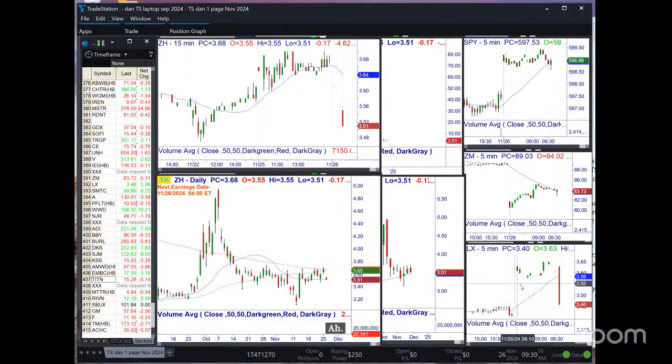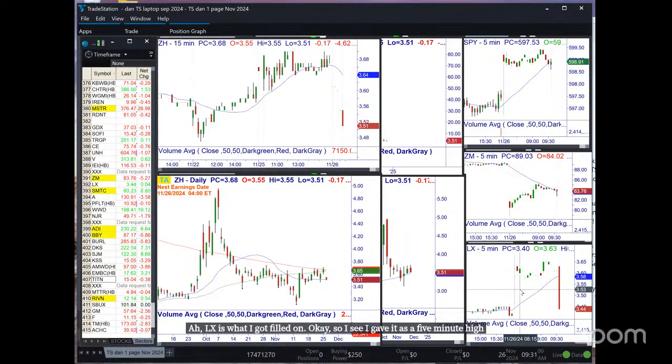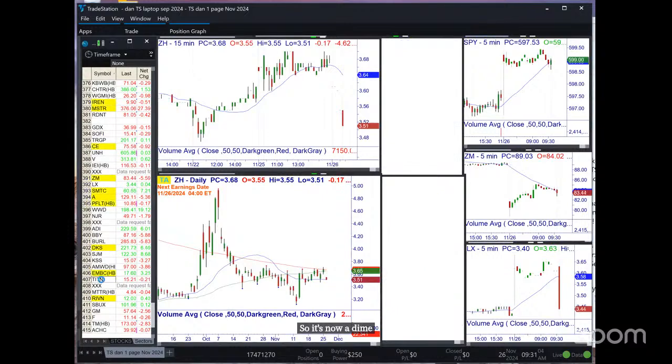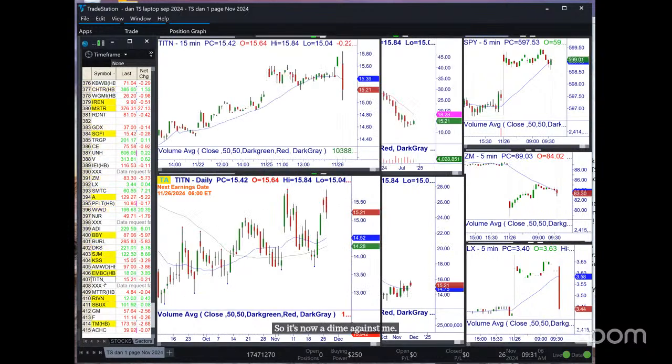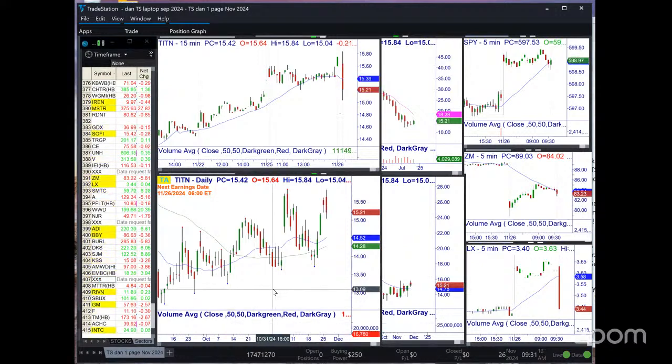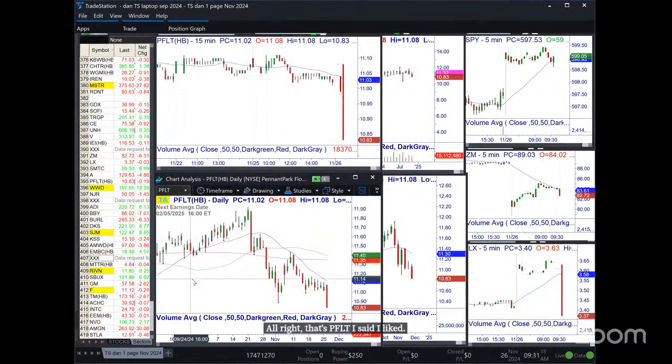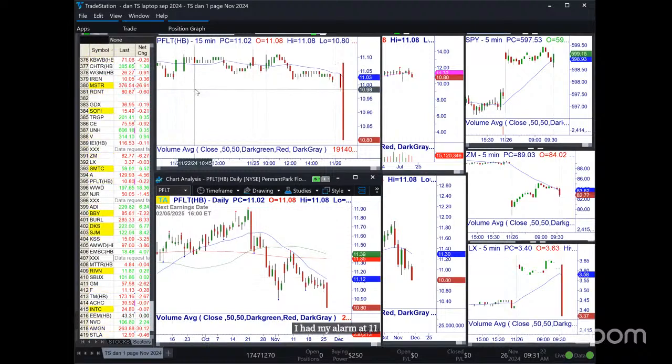LX is what I got filled on. Okay, so I see I gave it as a 5-minute high, so you're not in it yet. So that's now a dime against me. This one, no pattern. All right, so that's all of that. All right, this PFLT I said I like. It fell too much. See, I had my alarm at 11 when I talked about it, so it fell too much. But that was a beautiful pattern.